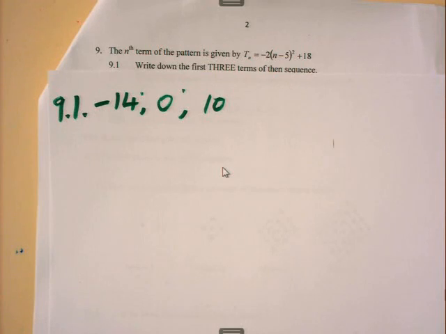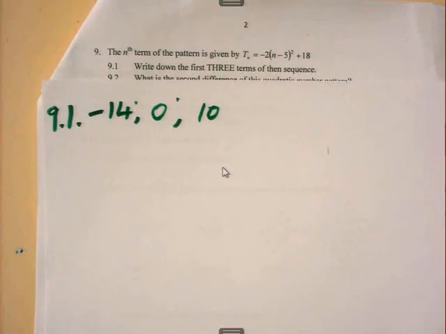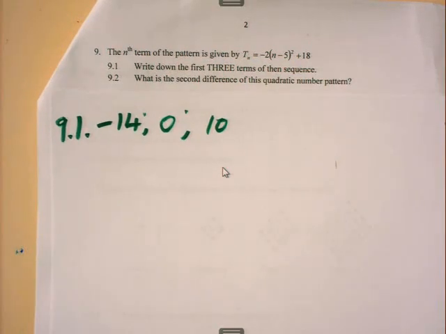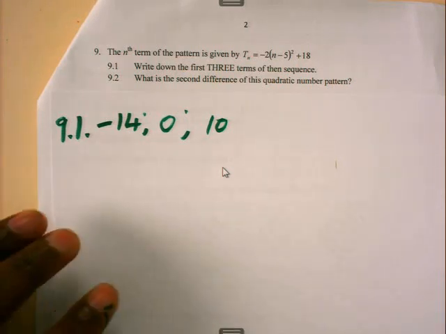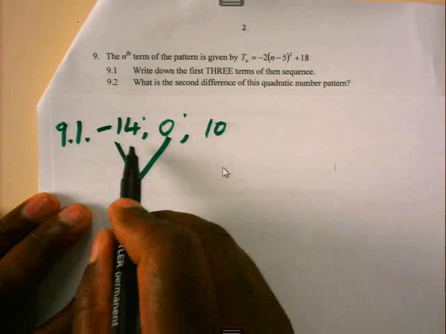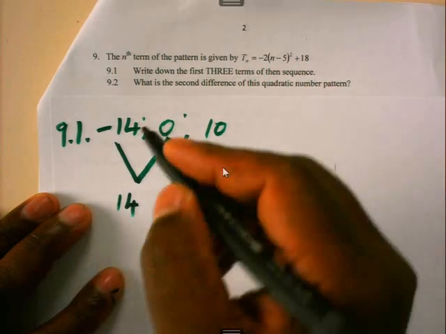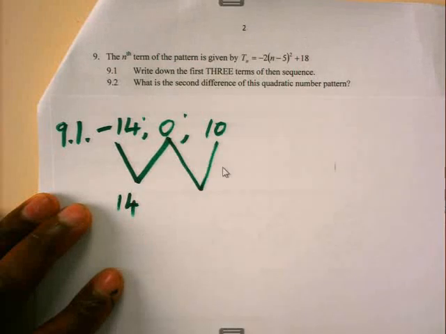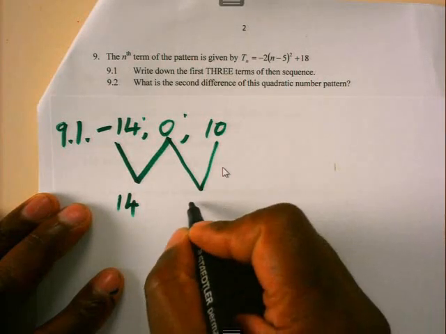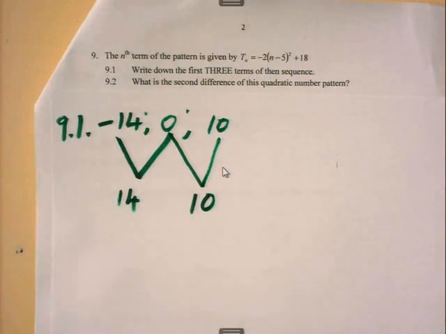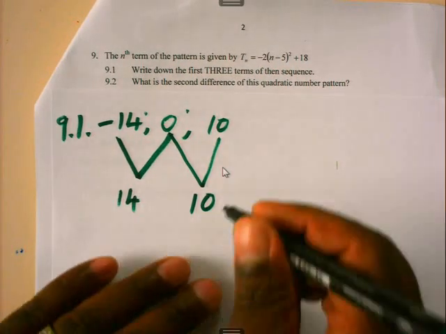I hope you are happy with it. Let's check 9.2. What is the second difference of this quadratic number pattern? All we have to do is determine the first difference, and then determine the second difference. This is the first thing: 0 minus negative 14, you've got 14. 10 minus 0 is 10.